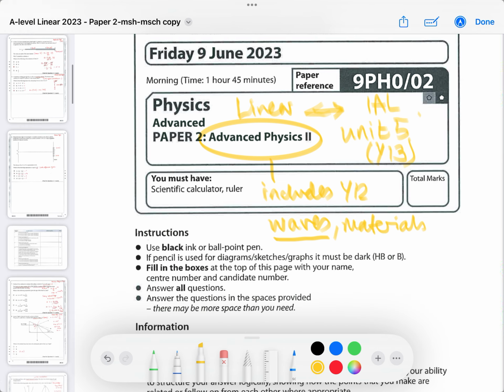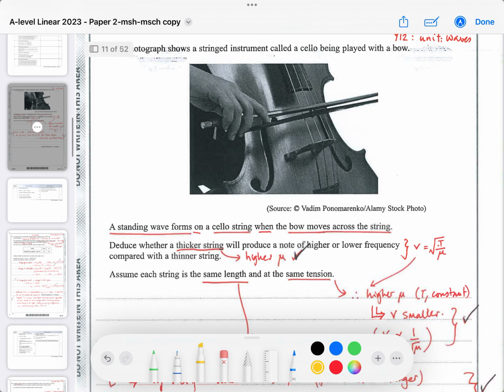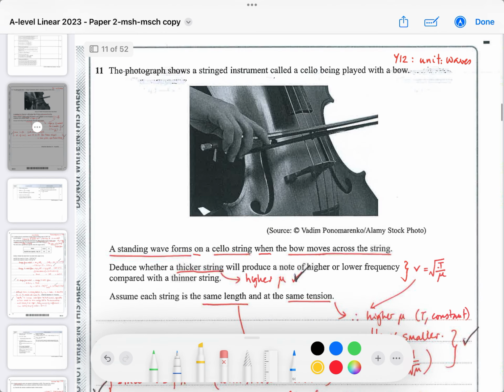We did the multiple choice already in section 1, and now I'm going to go through a couple of questions from the structured section, and I'm going to do question 11 and 17 because they both involve waves. Either waves from year 12 or the link between waves in year 12 and topics in year 13.